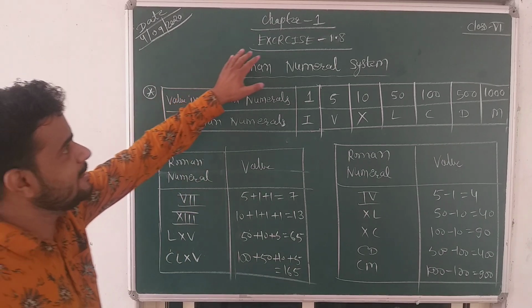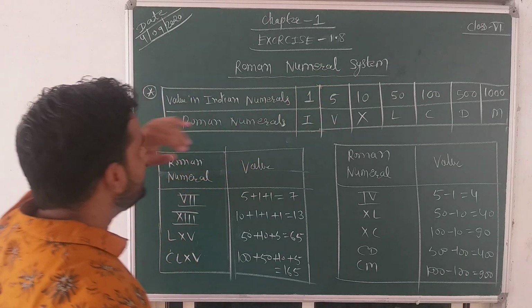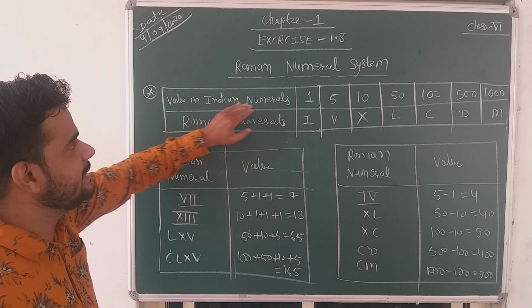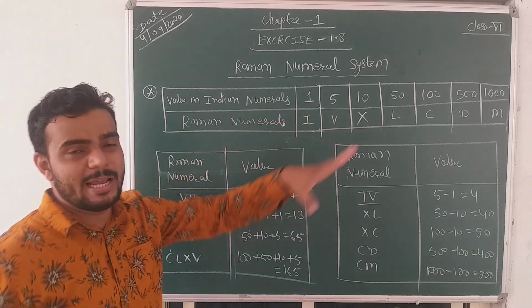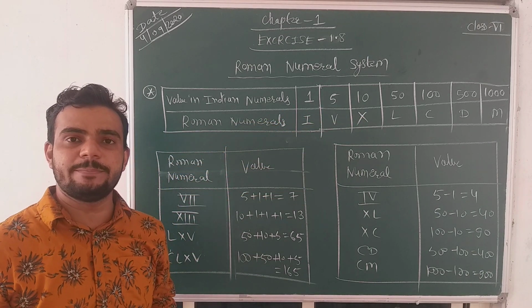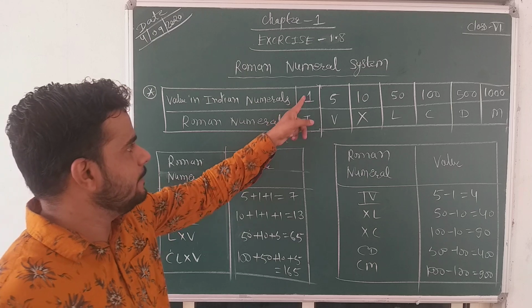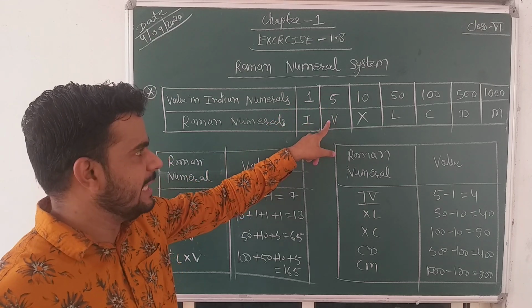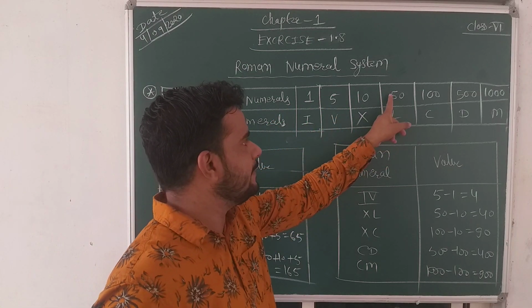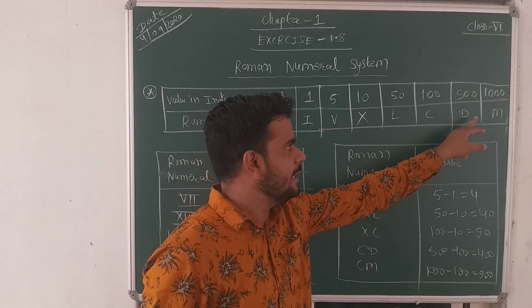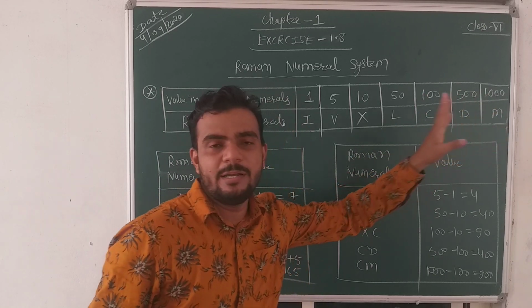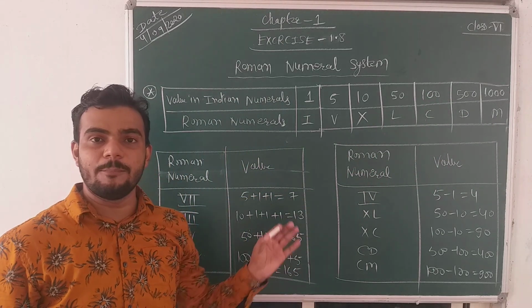Exercise 1.8, the Roman numeral system. The value in Indian numerals and the Roman numerals. I think you learned this table in class 5th, so once again I revise. 1 means I, 5 means V, 10 means X, 50 means L, 100 means C, 500 means D, and 1000 means M. I think you already know this.